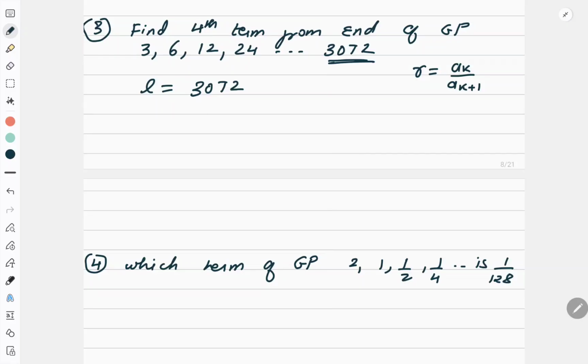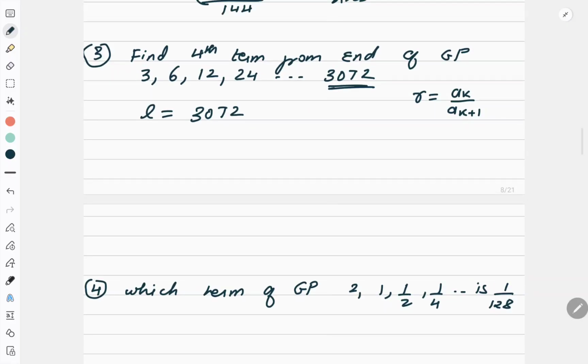Correct? So now what will be the common ratio here? Or if you want, you can say it is 1 by r. So find out the common ratio as usual, which is 6 by 3. How much is 6 by 3?